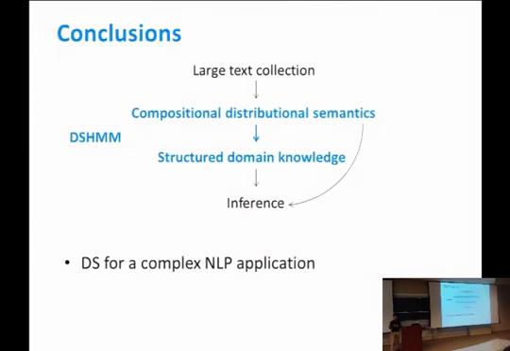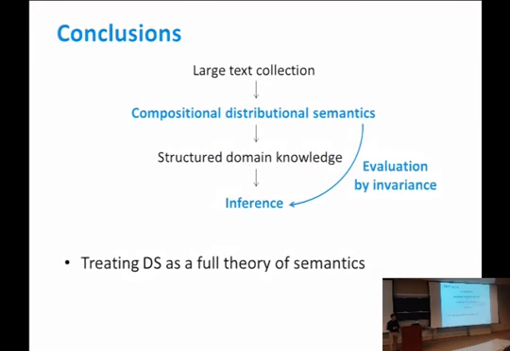So in this talk, I've discussed two major things. The first major point is that compositional DS methods can help us acquire structured domain knowledge in the form of this DSHMM model with an application to automatic summarization, so a complex NLP application. Second of all, I've also talked about how to directly evaluate these compositional DS methods for their ability to support inference by looking at argument structure invariance specifically.